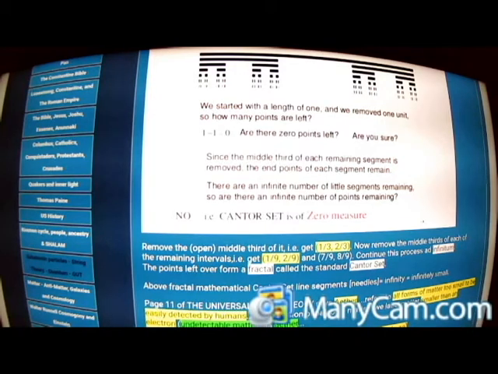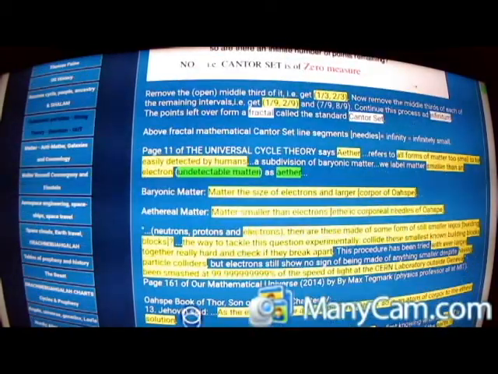Now, page 11 of the Universal Cycle Theory says aether, or ether, refers to all forms of matter too small to be easily detected by humans. Means too small to be seen. A subdivision of baryonic matter. We label matter smaller than an electron, undetectable matter, as aether. And in green, I highlighted undetectable matter and aether or ether.